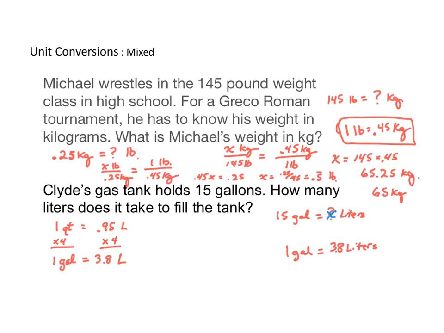So if you want to put X liters over 15 gallons, then we have 3.8 liters over 1 gallon. And when we cross multiply, it'll be 1 times x, which is 1x, yay, and 3.8 times 15. 3.8 times 15, let's go ahead and do that one. Is 57, and that's 57 liters.